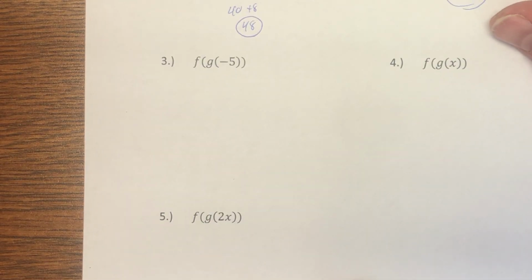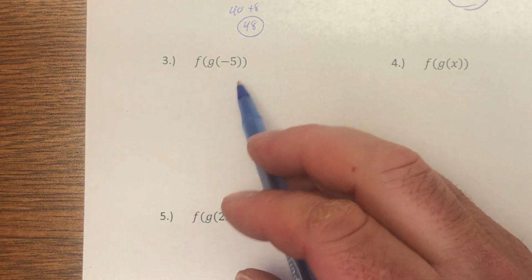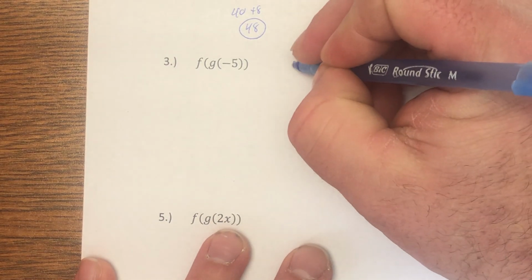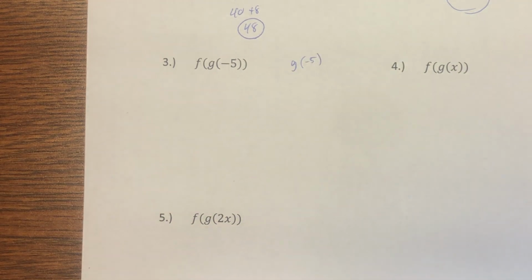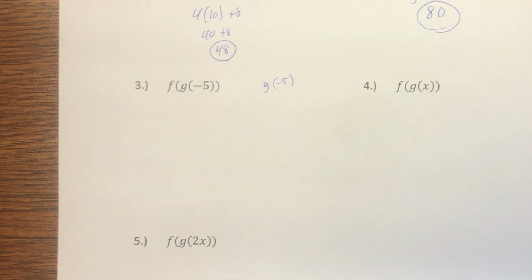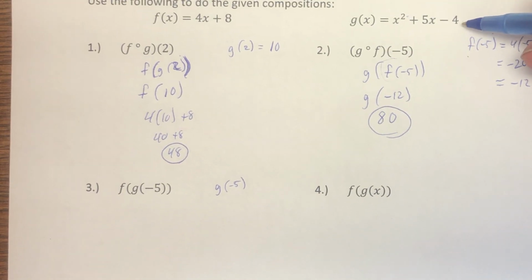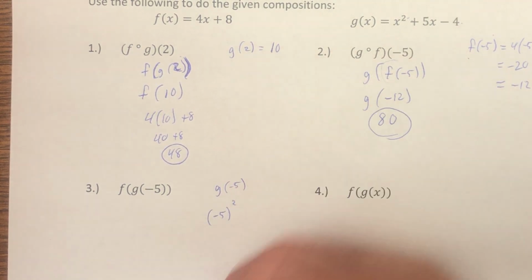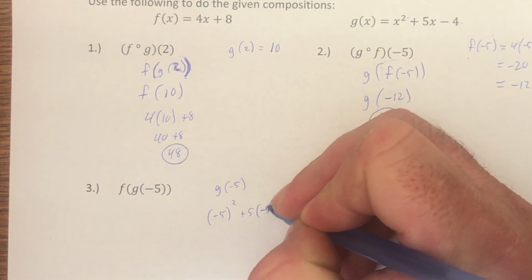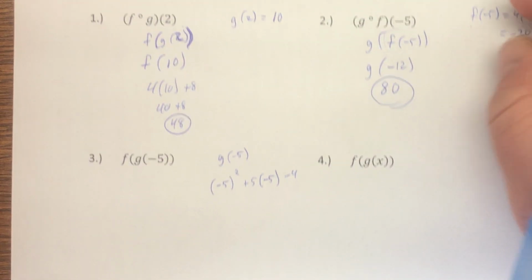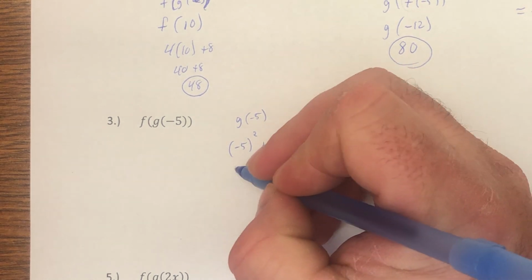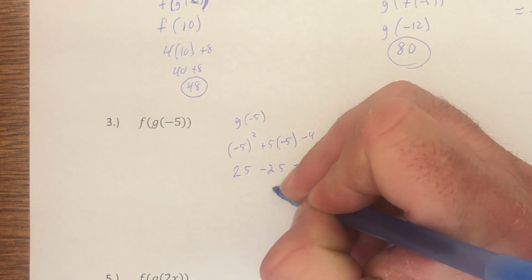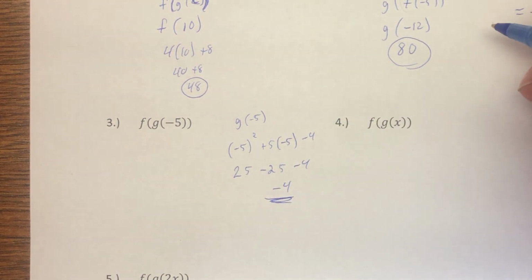All right, let's do this one here. I want to do f of g of negative 5. And this is written in the notation I prefer. So off to the side, I want to evaluate g of negative 5. Okay, well, I have g's function up here. I know we can't see it on this anymore. So I'm going to replace x with negative 5. So I have negative 5 squared plus 5 times negative 5 minus 4. So here I get 25 minus 25 minus 4. That gives me a value of minus 4.